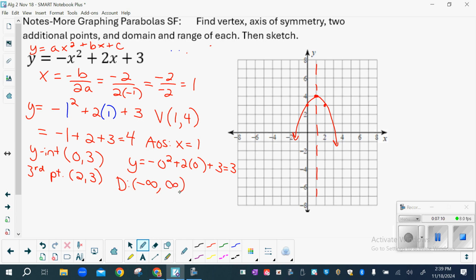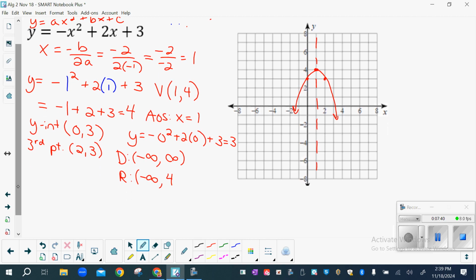So what is my range? Y values? So we want to go smaller to largest. Right idea, but what would come first, the negative infinity or the 4? Yes, so we want to do the smaller. So down here, this is negative infinity up to this y value, which is a 4. So on the 4, do we put a parentheses or a bracket? Bracket, because it includes the 4.